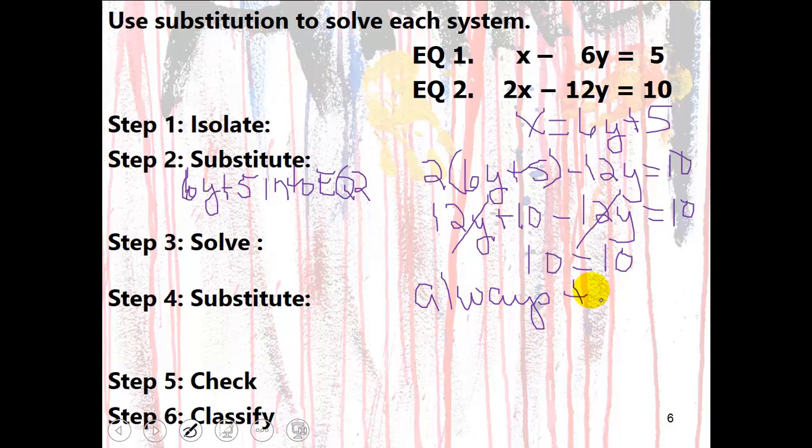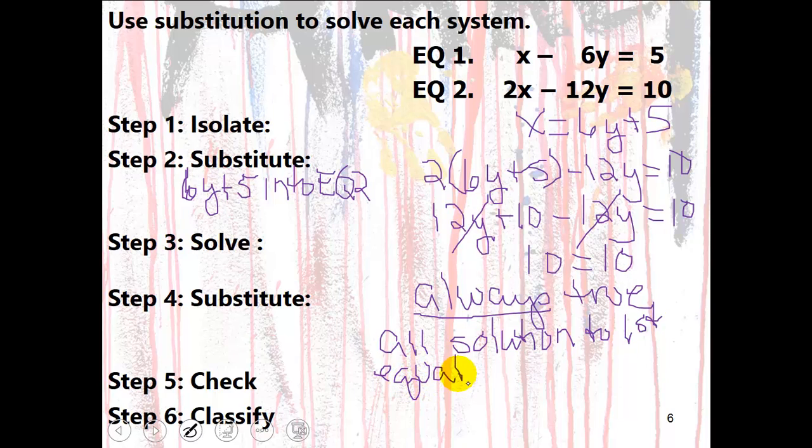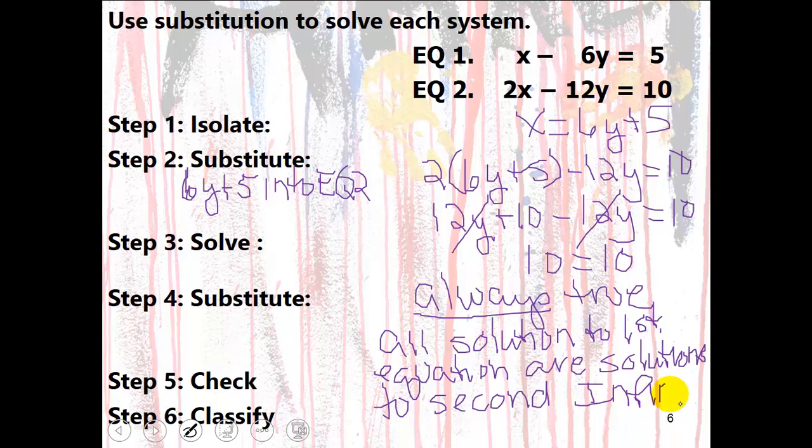So when it's always true, that means these two lines lie on top of each other. All the solutions to the first equation are solutions to the second one. So there's an infinite number of solutions. And that means we are consistent because we have a solution. And then we are dependent.